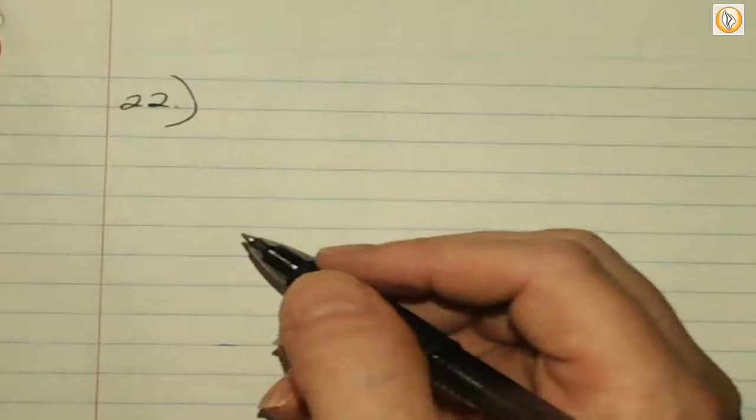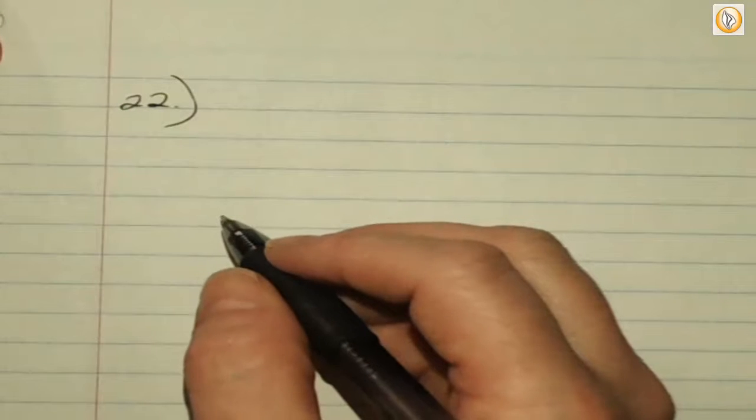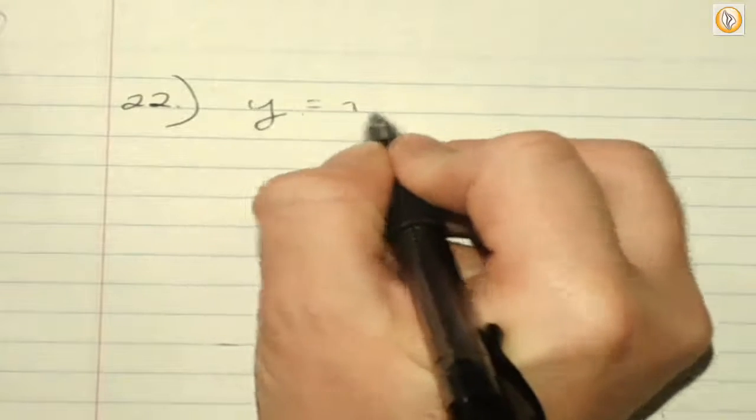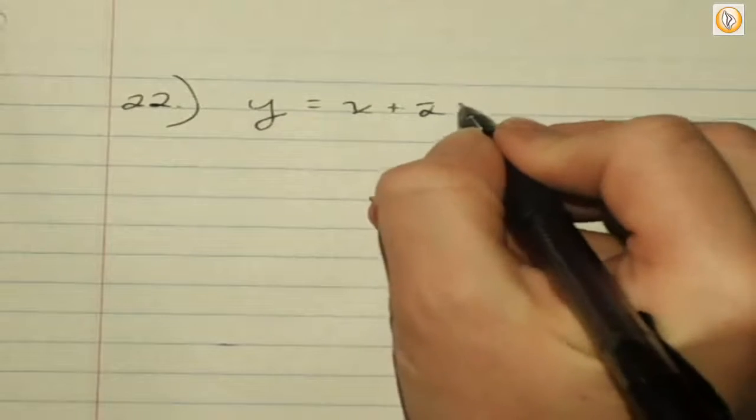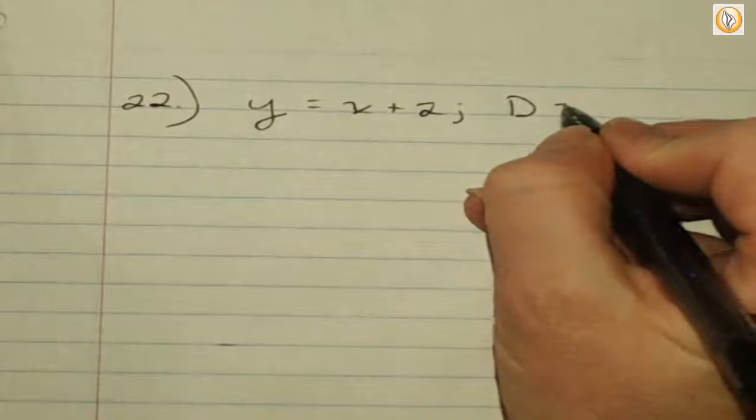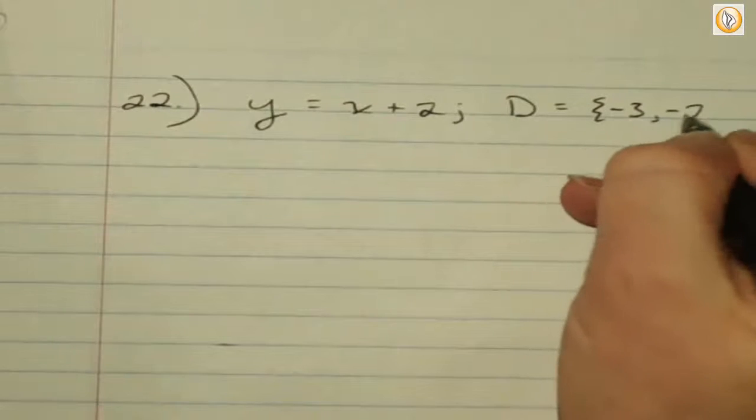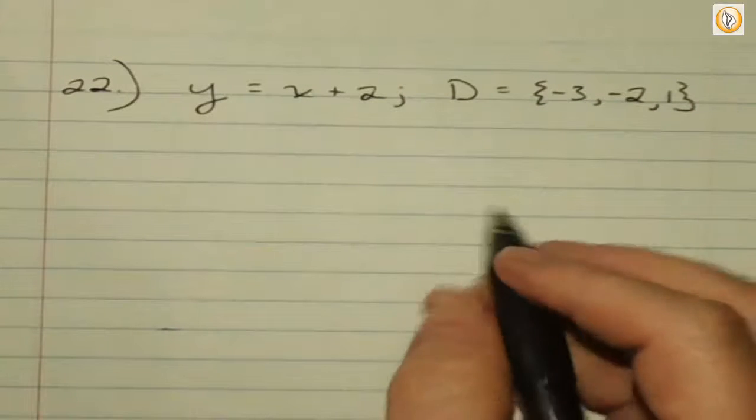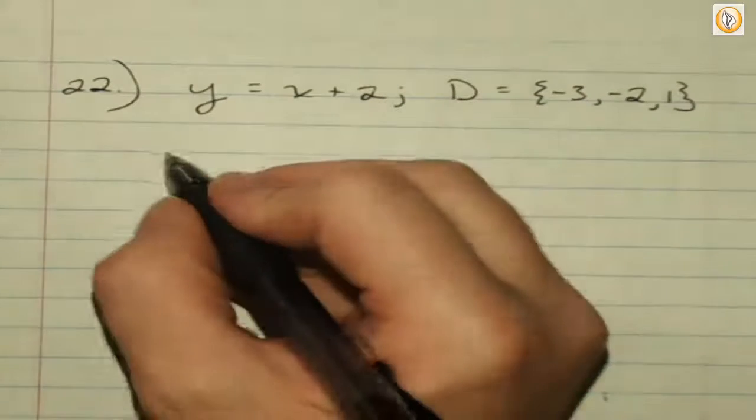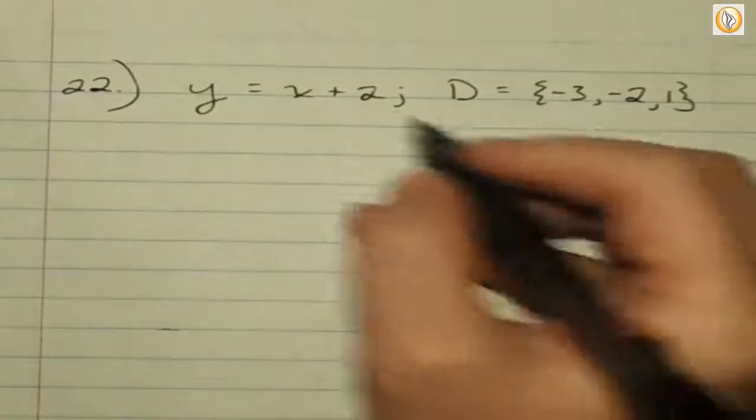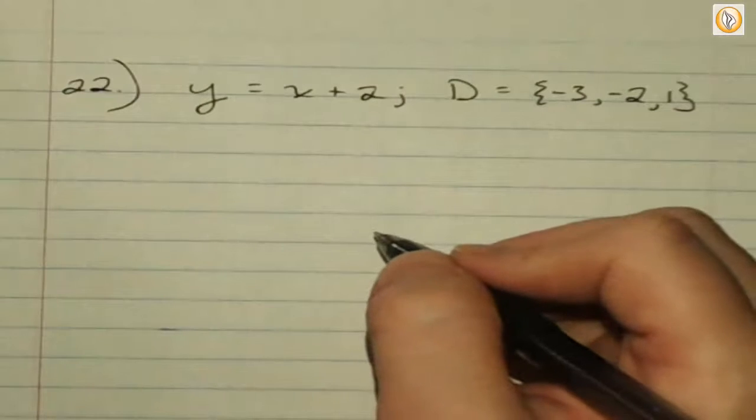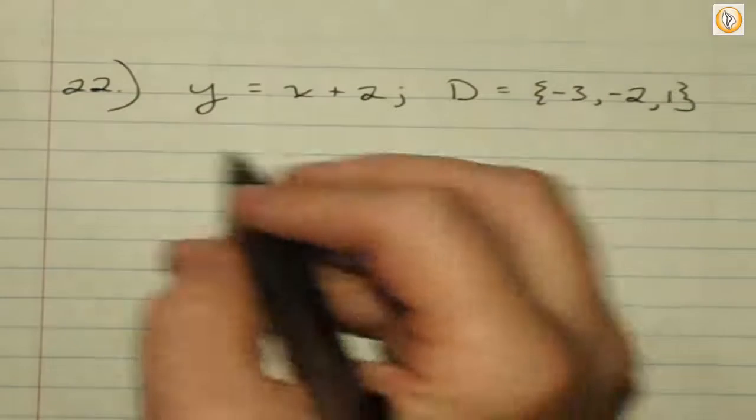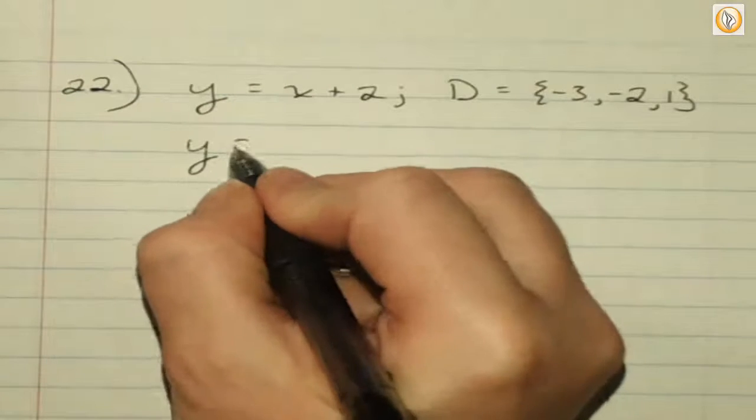All right, 22. 22 says determine the ordered pairs from the given equation and domain. So 22 says y equals x plus 2. And they give you the domain as -3, -2, and 1. Here we are substituting. They want the ordered pairs. Wait, is that a semicolon or a J? That's a semicolon. Oh, okay. I thought that was an equal sign. I thought it was a J. That's okay.